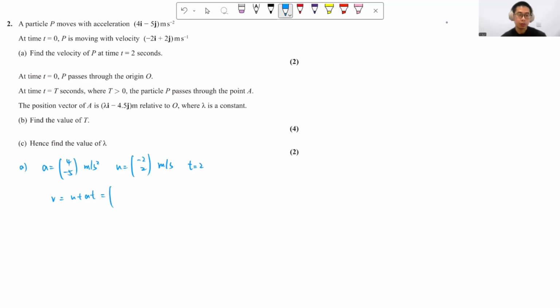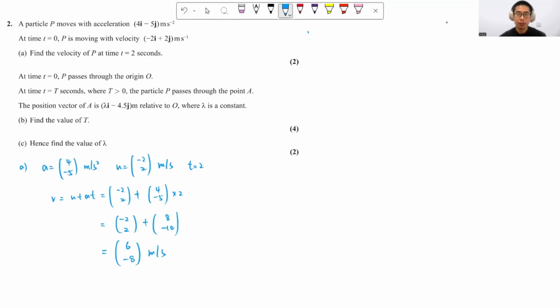So we have u, which is negative 2 and 2, and then plus a, which is 4 and negative 5, times by t, which is 2. So that would be negative 2, 2, and then plus 8, negative 10. So if we add them, negative 2 plus 8 is 6, and then 2 plus negative 10 is negative 8 meter per second. So that would be the answer for part A.